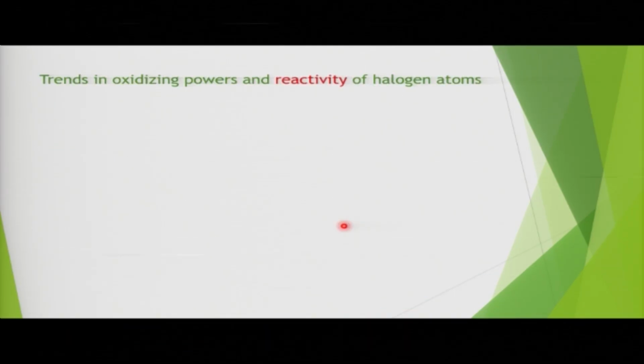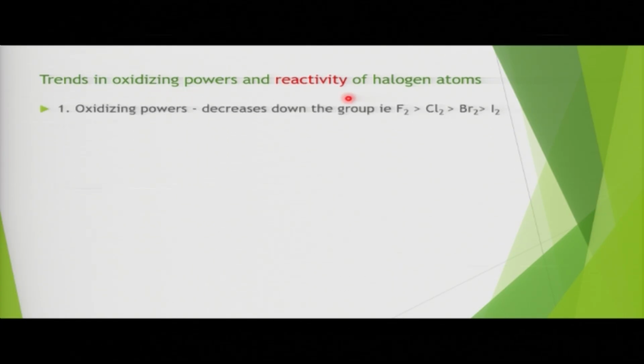And let's look at the trends. Trend in oxidizing power and the reactivity. First of all, when we talk of reactivity, from what we've just covered, you will notice that halogens easily gain an electron. So that is their reactivity. They react by gaining an electron, and in that process, they become oxidizing agents. That's why we are combining oxidizing power and the reactivity. So what is the trend?